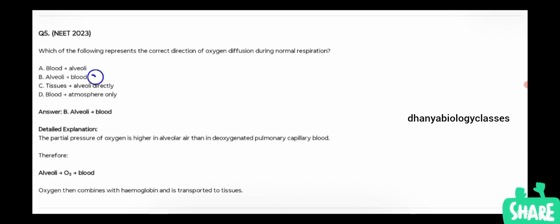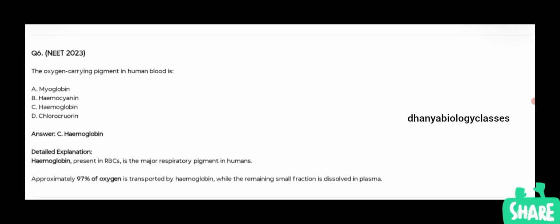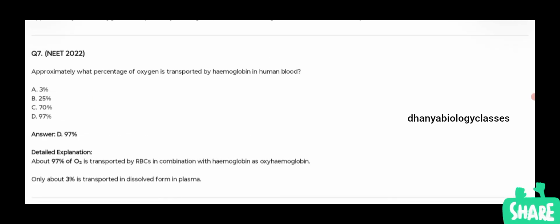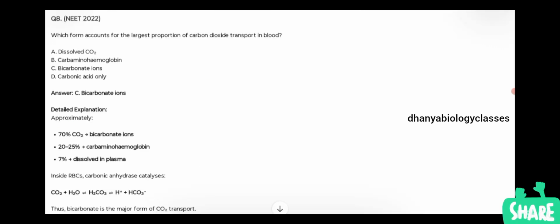Which of the following represents the correct direction of oxygen diffusion during normal inspiration? That is from alveoli to blood. The oxygen carrying pigment in human blood is hemoglobin. Approximately what percentage of oxygen is transported by hemoglobin in human blood? That is about 97%.